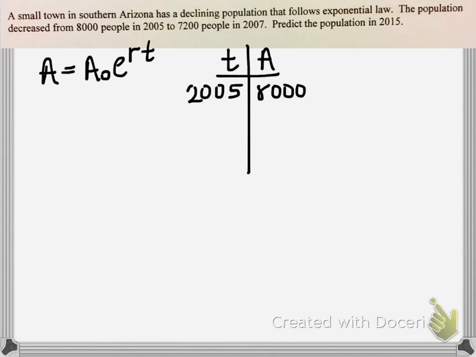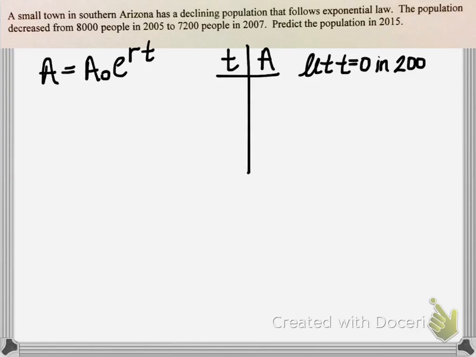So we're going to make a statement that we're going to let t equal 0 in the year 2005. So I'll just say that over here. Let t equal 0, in other words, letting time begin in the year 2005. And then this allows me to have a t value of 0 and a number of people of 8,000.